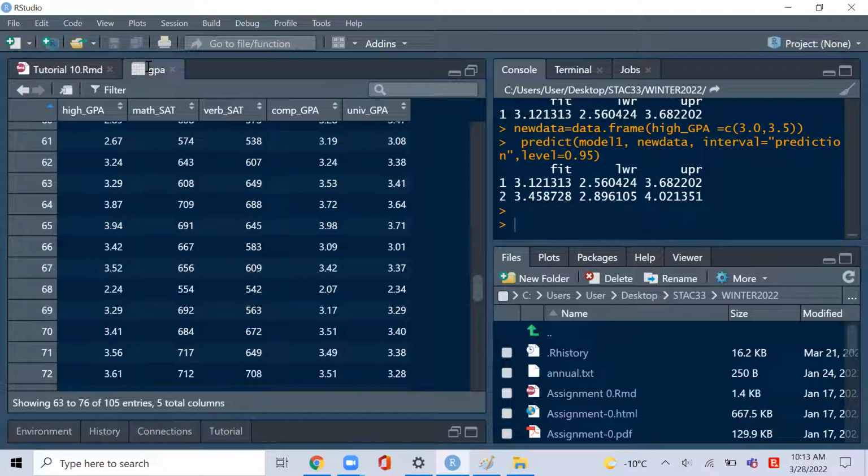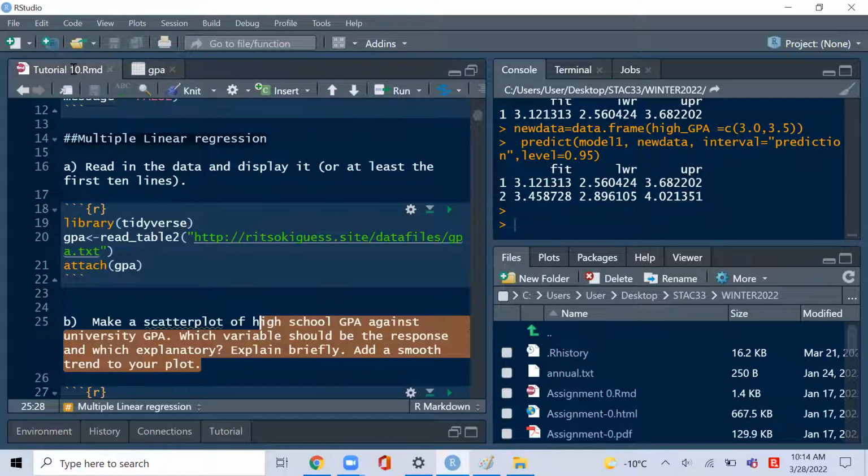You have high school GPA, math SAT, verbal SAT, computer GPA, and university GPA. What they're particularly interested in is how the high school GPA, as well as math SAT and verbal SAT, in some sense predict your university GPA. Like, do students who perform well in high school consistently perform well in university? They want to know which factors might predict your performance in university.